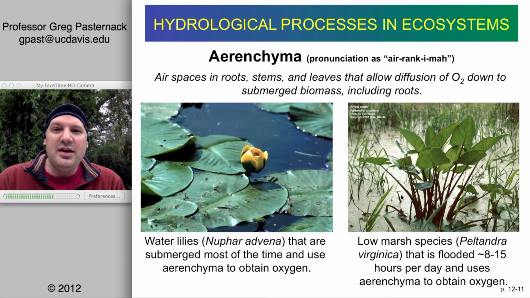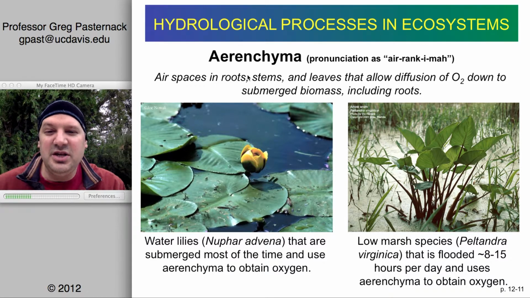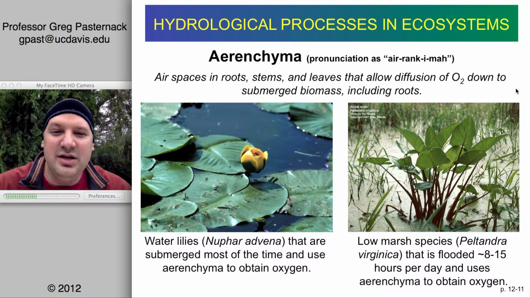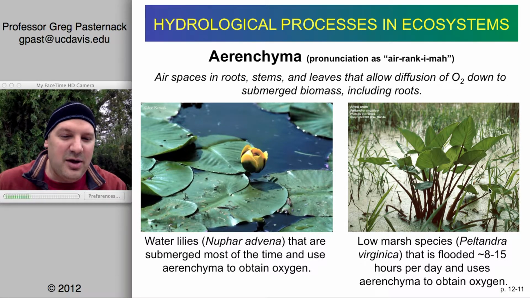So that second approach is what we call aerenchyma, and I've given you a pronunciation here because it's a very strange word to look at. Aerenchyma involves air spaces in roots, stems, and leaves that allow diffusion of oxygen down into the submerged biomass. So what we're talking about here are water lilies or standing plants like Peltandra.